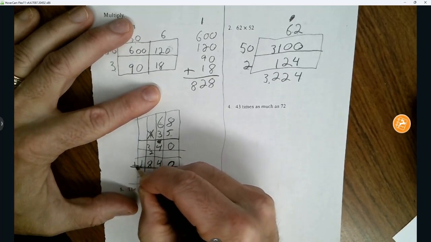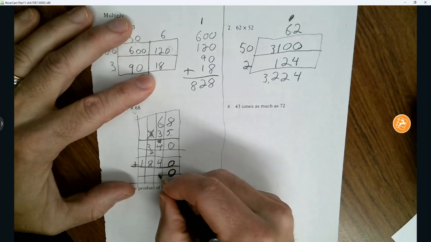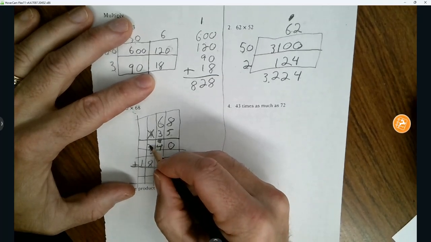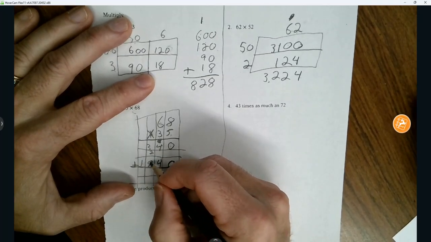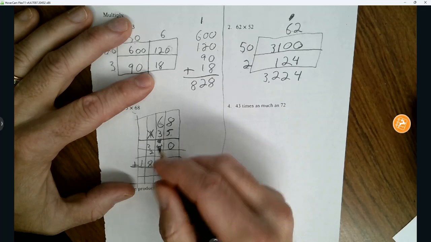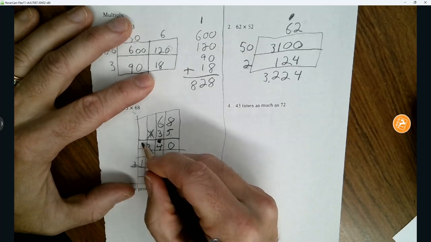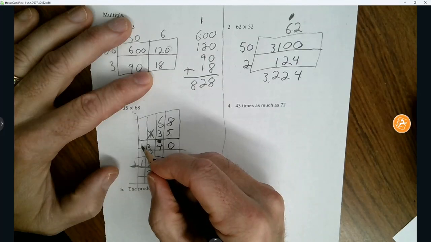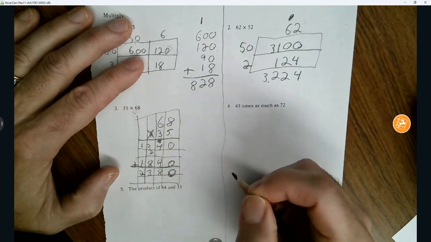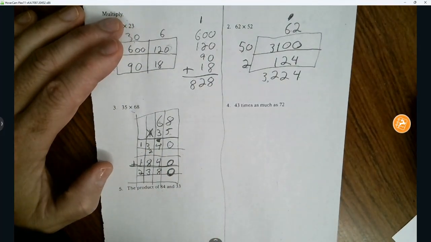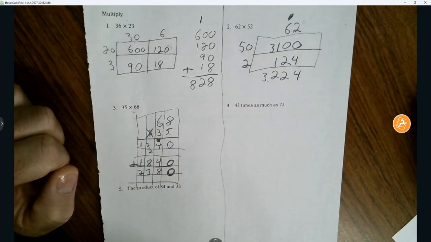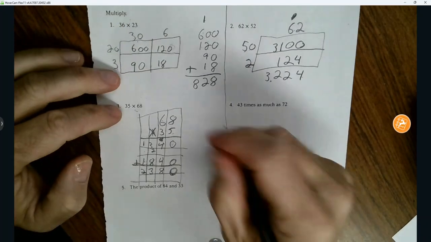Move that line a little bit. There we go. 4 plus 4 is 8. 3 and 2 is 5. 5 and 8 is 13. 3 there. Carry the 1. 1 plus 0 plus 1 is 2. So our answer is 2,380.